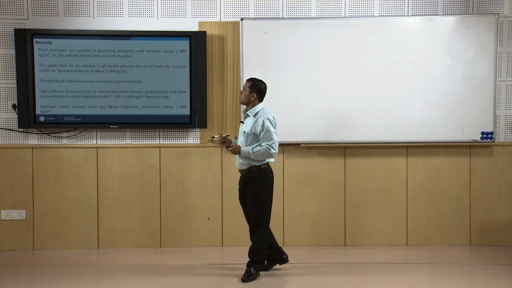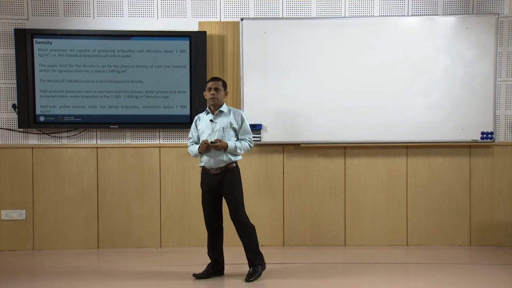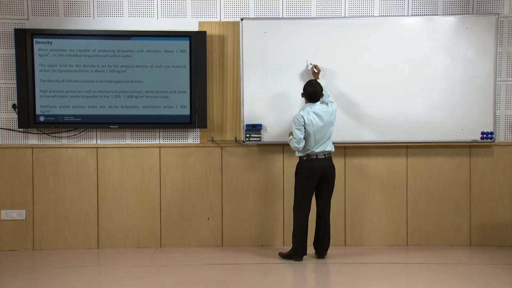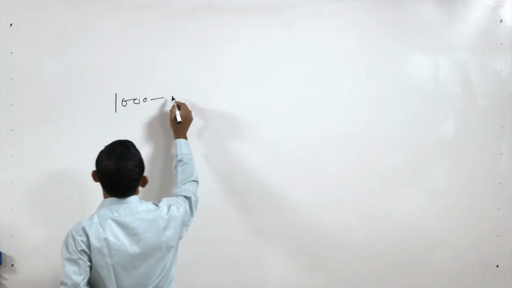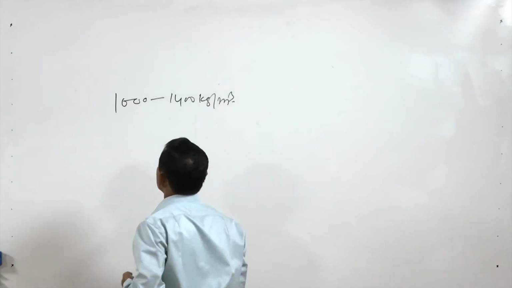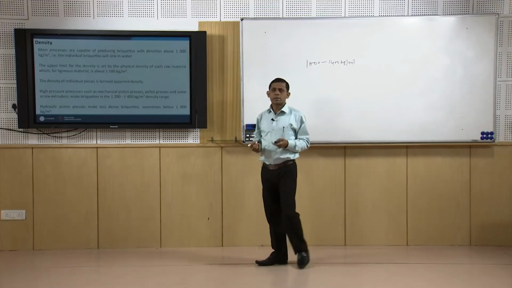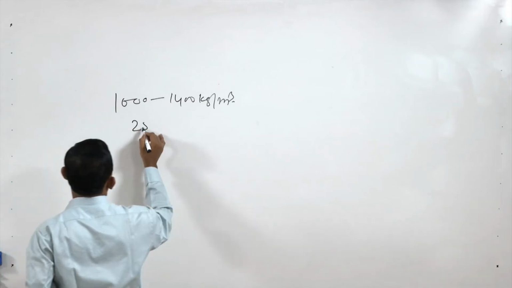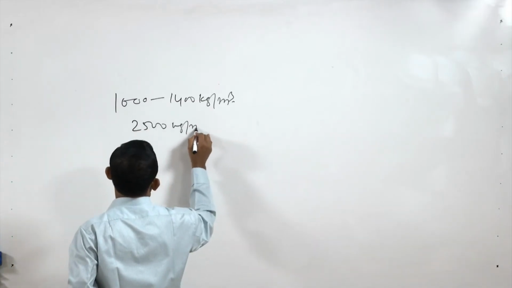At first, let us discuss density. In the previous modules we have seen that with a screw press we can get briquette densities of 1000 to 1400 kg per meter cube, but with a piston press we can get up to 2500 kg per meter cube.